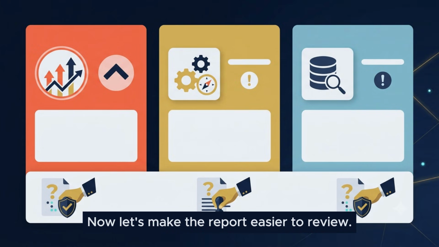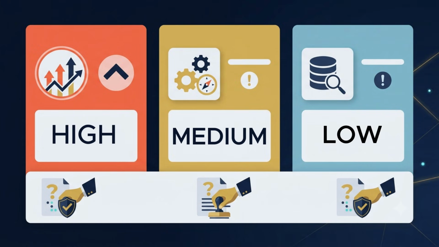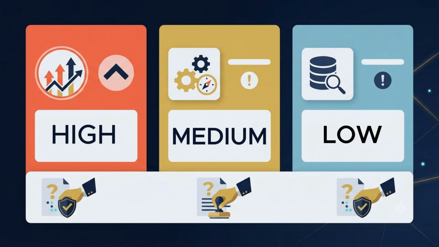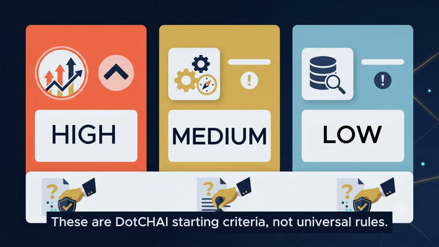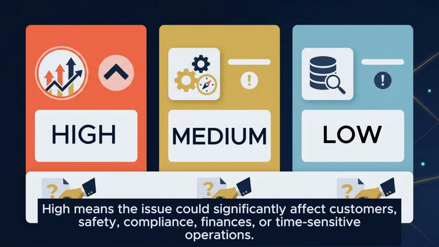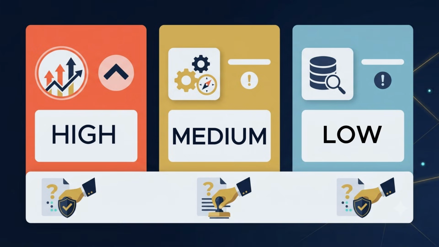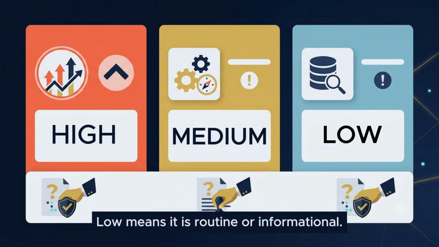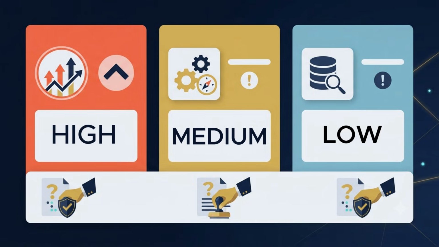Now let's make the report easier to review. Ask the assistant to assign each issue a proposed priority of high, medium, or low. These are DotCHAI starting criteria, not universal rules. High means the issue could significantly affect customers, safety, compliance, finances, or time-sensitive operations. Medium means it needs action, but is not immediately critical. Low means it is routine or informational.